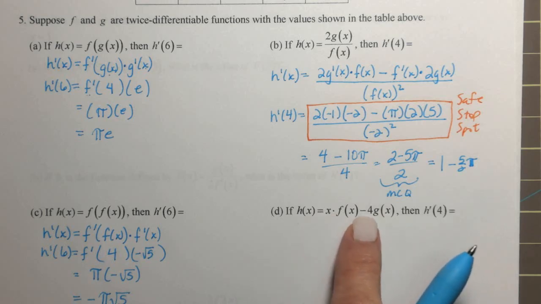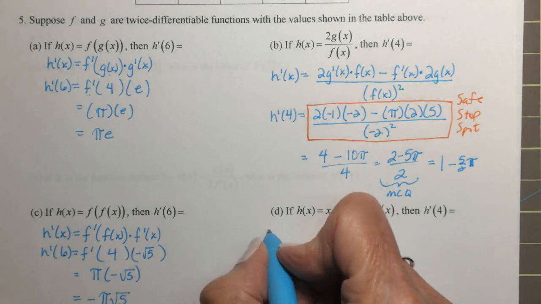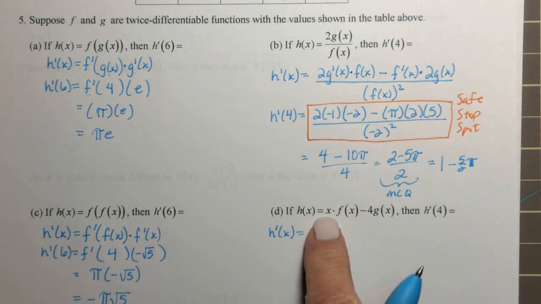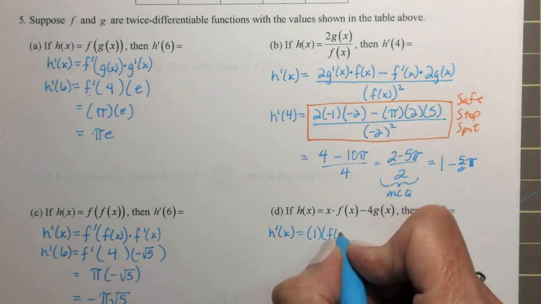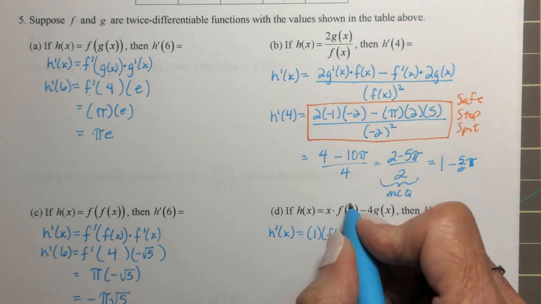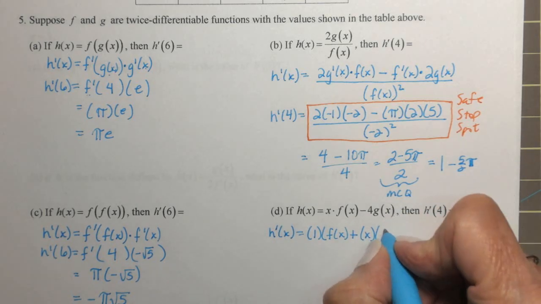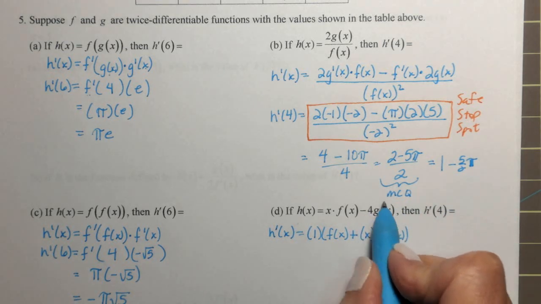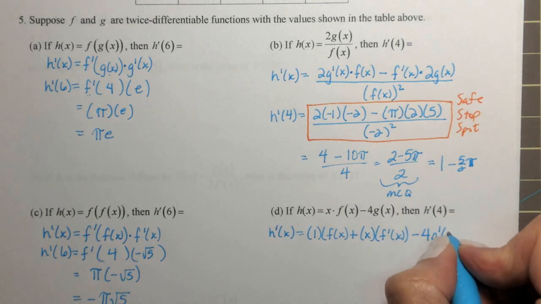And then subtract the derivative of 4g of x. So I'm going to begin with the product rule here. I start with the x, take its derivative, multiply by f of x left alone, plus. Now I'm leaving the x alone and multiplying by the derivative of f of x, f prime of x. Now let's go to the negative 4g of x. Its derivative is negative 4g prime of x.